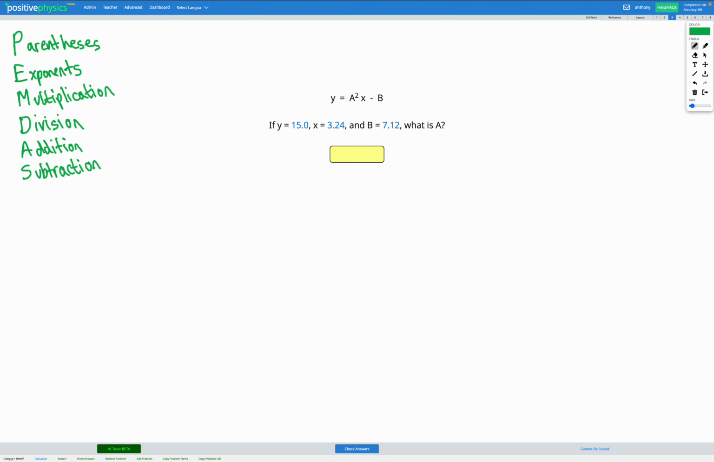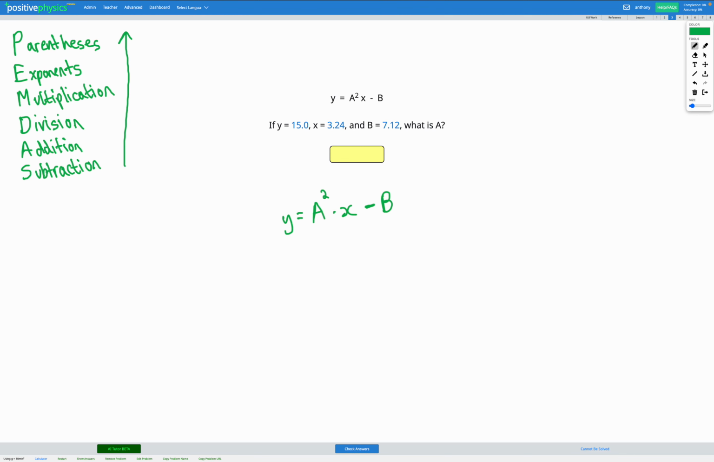So if we're putting numbers into an equation, this is the order we would carry out each of those things. Now, when we're rearranging an equation, we're going to have to work backwards through the order of operations in order to get to the thing we're trying to find. So let's do this question here. Our question is y equals a squared times x minus b.